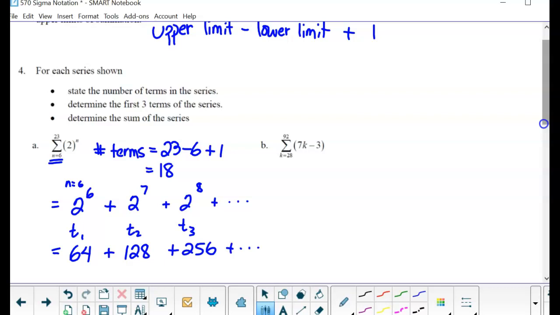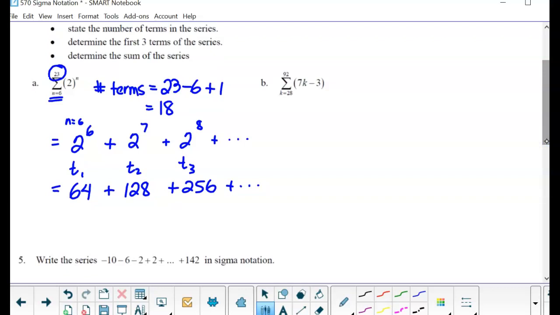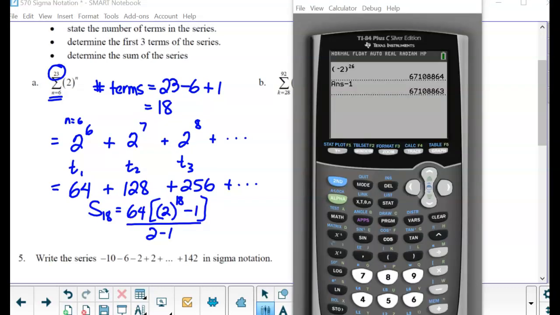Okay, now I want you to find the sum of that series. So remembering, it ends when the index is 23. Okay, so the sum of 18 terms, first term 64, in brackets, common ratio to the 18, minus 1 over 2 minus 1. So really that's going to be 64 bracket 2 to the 18 minus 1 divided by 1. You don't have to show that. Okay, so what is that? 16,777,152. Geometric sums are pretty big. Okay.